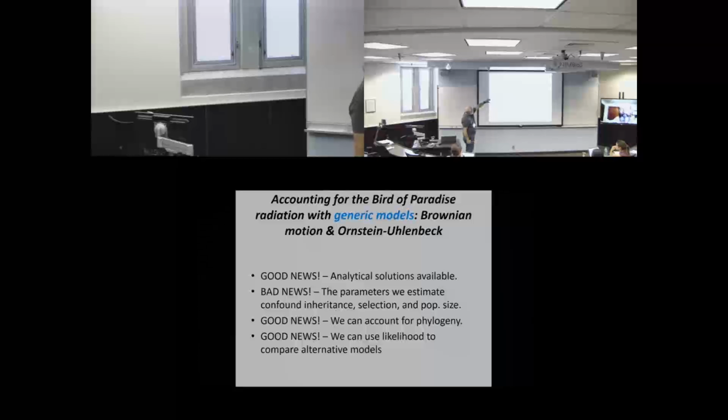But for these simpler models, which we might apply just to the preference or the trait, we've got nice analytical solutions. When we estimate the parameters of OU or BM, we get parameters that confound inheritance, selection, and population size. So they're a little hard to interpret. We'll show you how you can do that, though. But we can account for phylogeny, and we can use likelihood to compare alternative models.